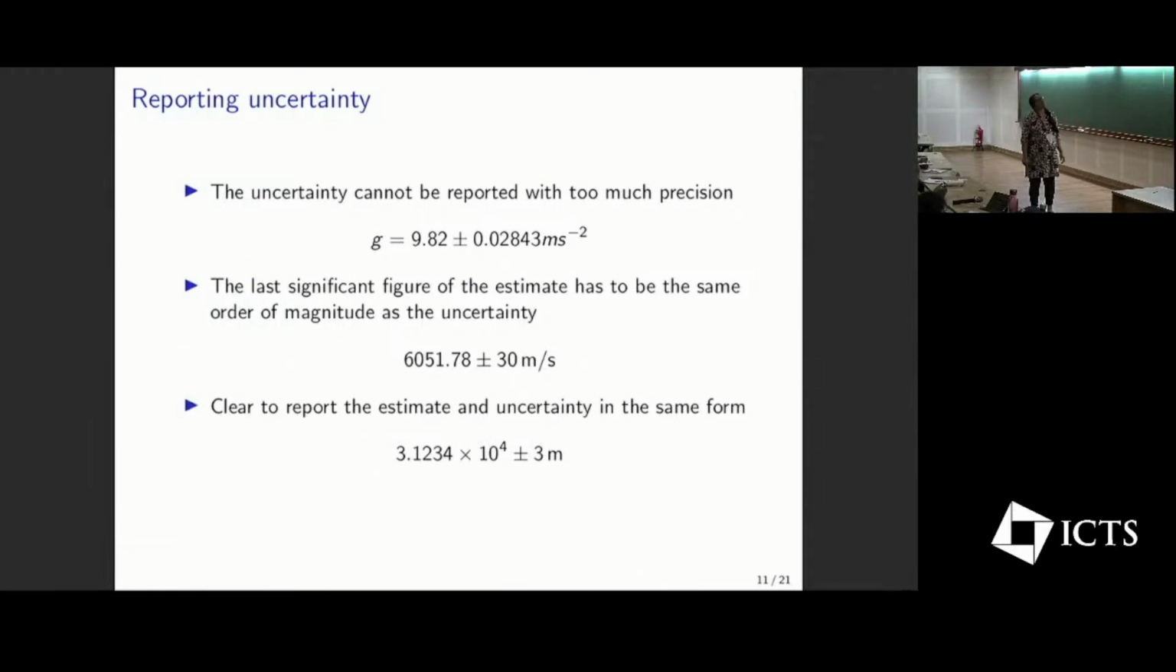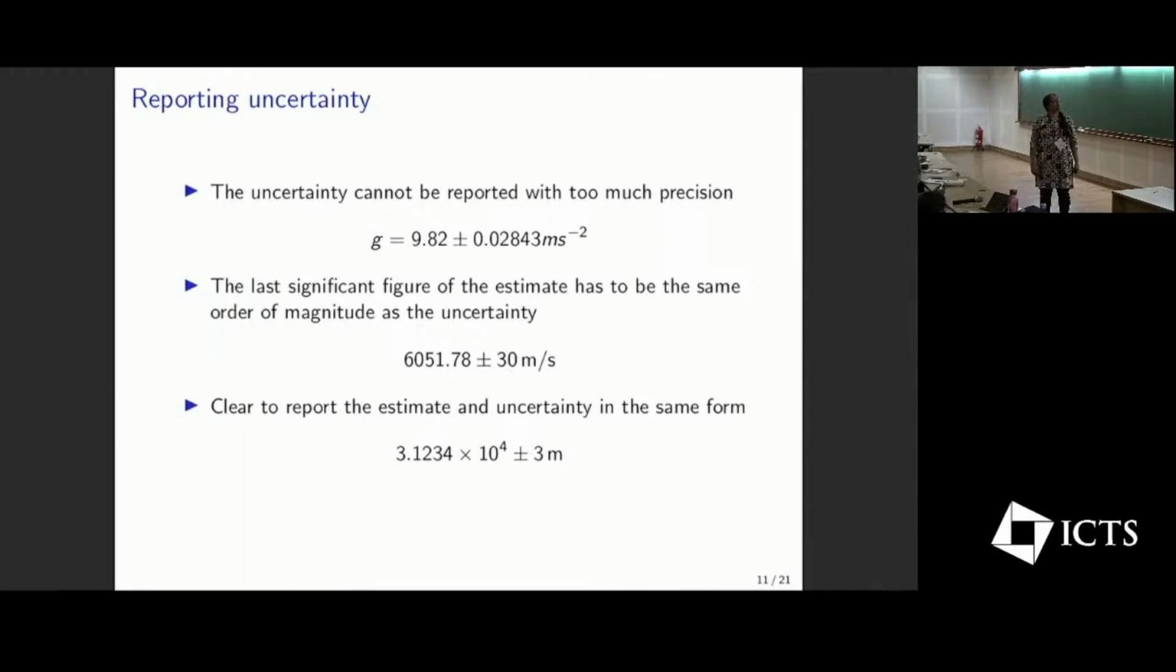Okay, so what does that mean? The last significant figure of our estimate in the first line is 2, and that has an order of magnitude 10 to the minus 2. So your uncertainty should also be roughly the same. It can have one order of magnitude lower if you think that is important. Okay, so there is this leeway: if you think it is important, you keep it. Okay, so how do you rewrite the second one?